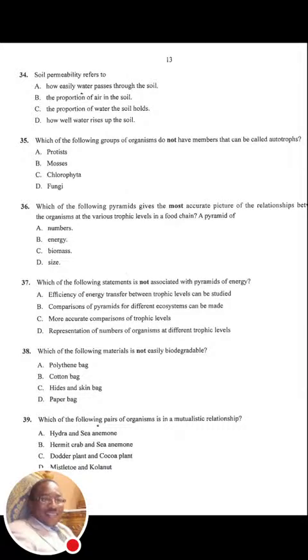Then number 35, which of the following groups of organisms do not have members that can be called autotrophs? Autotrophs are organisms that make their own food, meaning that they can carry out photosynthesis, they have chlorophyll. The options: A is protists, B is mosses, C is chlorophyta, D is fungi.